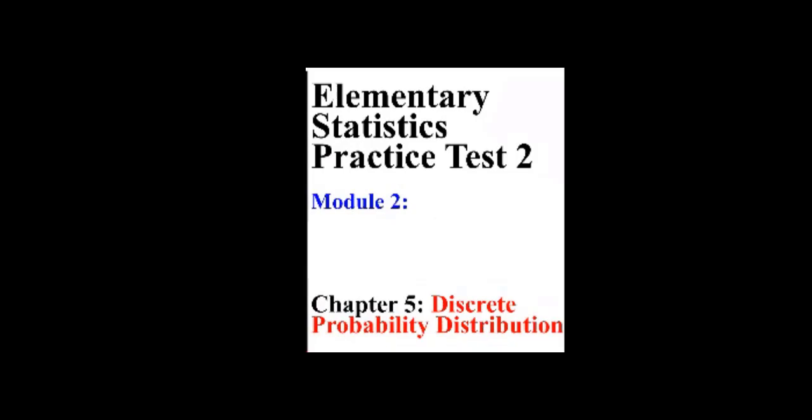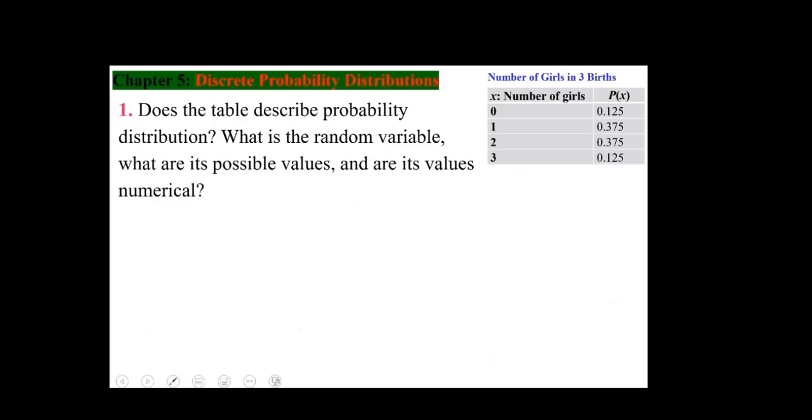We are looking at elementary statistics, practice test 2, module 2, chapter 5, discrete probability distribution. We are given a table which represents X, the number of gears: 0, 1, 2, 3, and P of X is the probability. Does it describe a probability distribution? What is the random variable? What are its possible values?